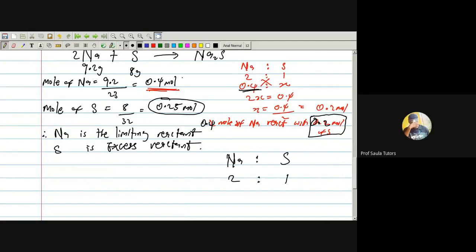Now, I don't want to check for this. Let me now check 0.25, right? Yeah, let's go. 0.25 mole of sulfur will react with how many mole of sodium? Let's say y. Let's cross multiply. You will see. y equals 2 times 0.25 will give me what?